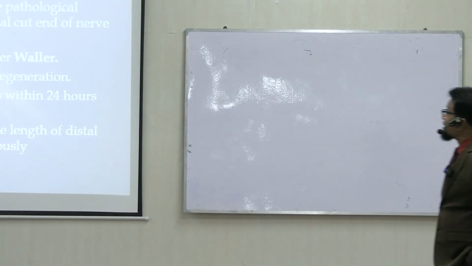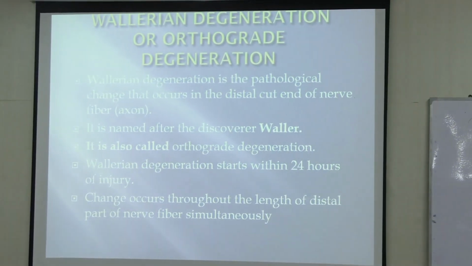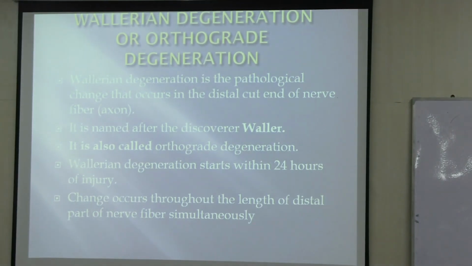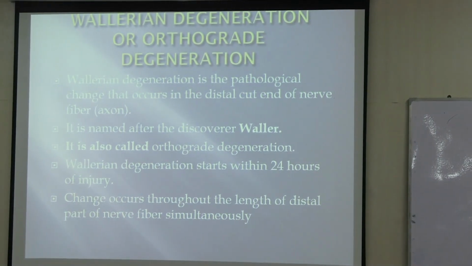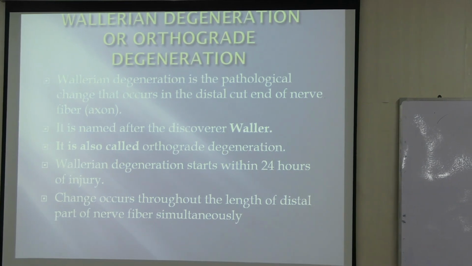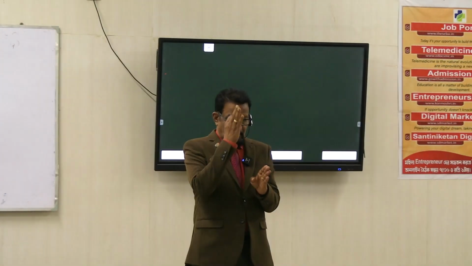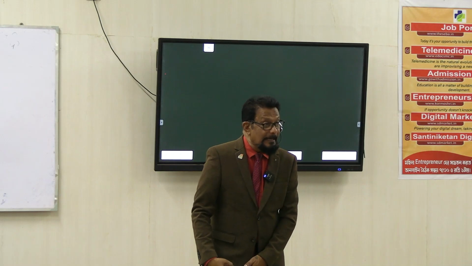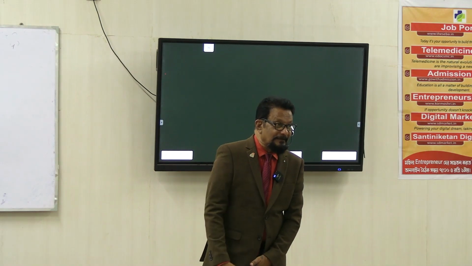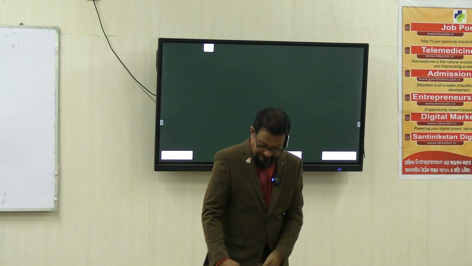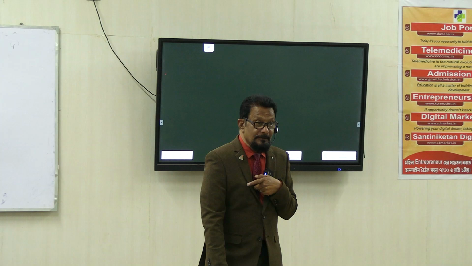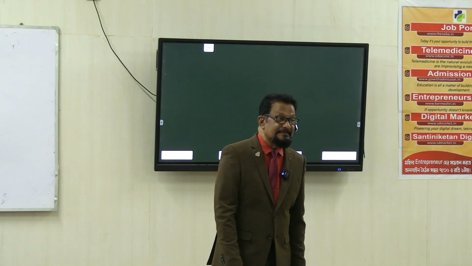So what is Wallerian degeneration? It is the pathological change that occurs in the distal cut end of the nerve fiber. That you understood, I told you repeatedly. It is named after the discoverer Waller. It is also called orthograde. The changes here will be orthograde, and there will be changes proximal to the cell body. This is distal to the injury, and this is proximal to the cell body. So here also some degenerative changes can take place.